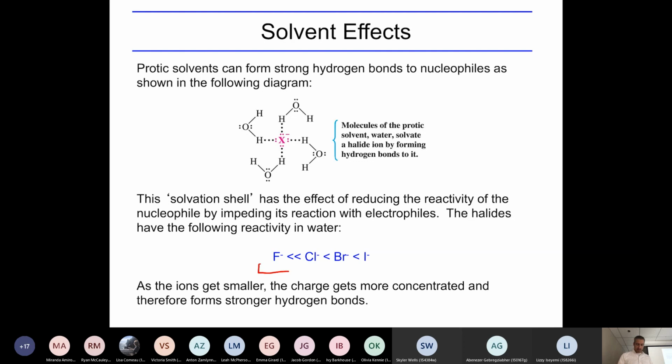So it turns out, if you look at halides as nucleophiles, they can be leaving groups or nucleophiles. It turns out that fluoride is an awful nucleophile when it's in water. And the thing is, fluoride is small, charge is compact, it's in a small package, and water sticks to that like there's no tomorrow. So fluoride has an extremely strong solvent shell around it and has a very, very difficult time acting as a nucleophile because it can't shed that water. That water shell around it is so tight and so strong that it makes fluoride an awful nucleophile.